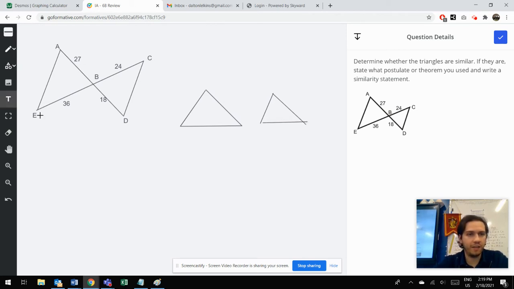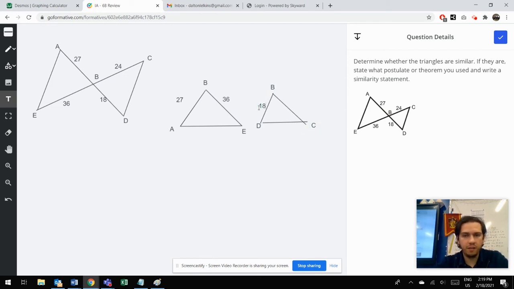So A, B, C, or sorry, A, B, E, we'll do that one right here. A, B, E. The side between A and B was 27. And the side between B and E was 36. And then we'll do D, B, C right over here. D, B, C.